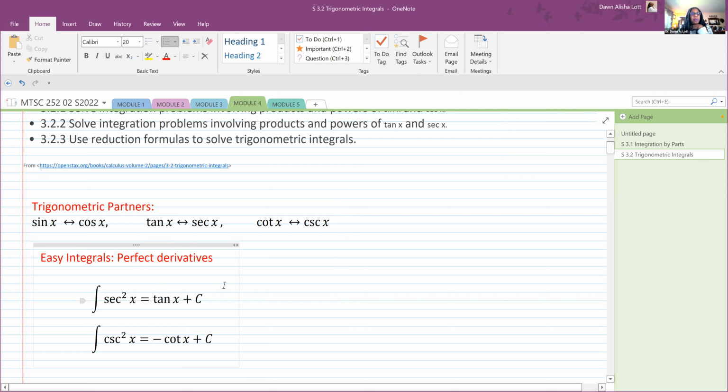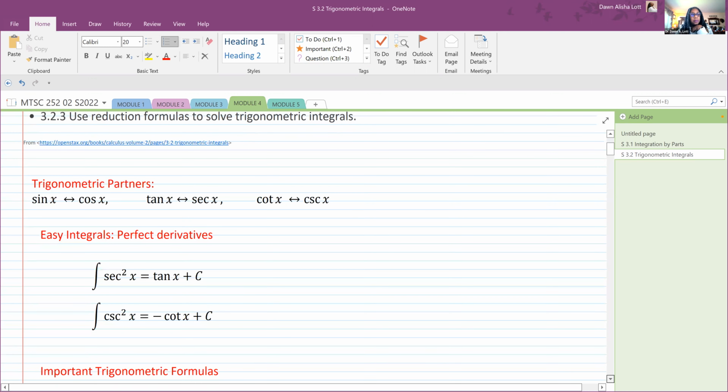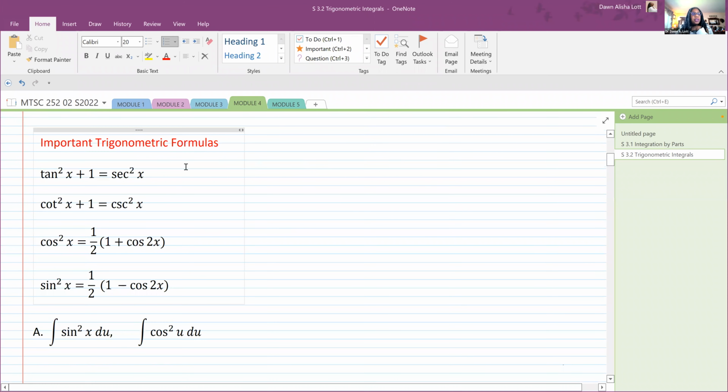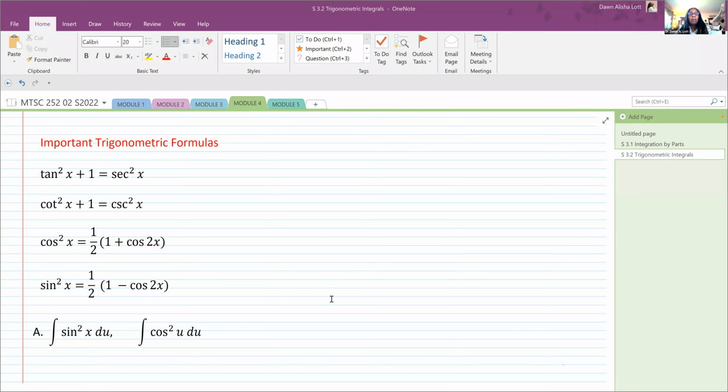So he went over the perfect derivative, the integral of secant squared and cosecant squared. Those are easy. He talked about important trig formulas. These you have to know. There's no way of getting around it. And you have to know them all, because if you go into a test and you open up the thing and you start looking for your formulas, the rest of the stuff flies out of your head.